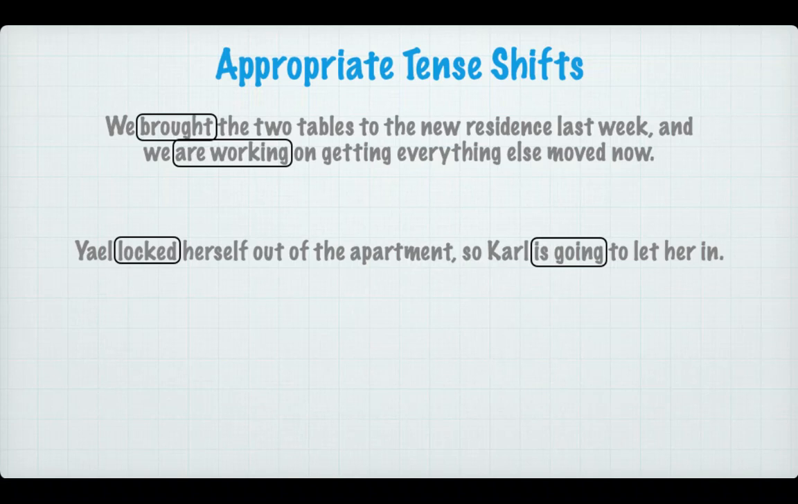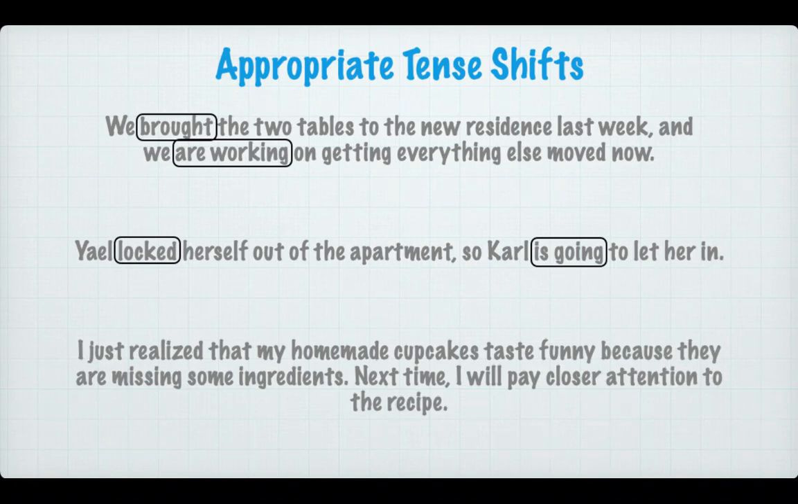And finally, tenses can also shift within a paragraph. Consider this example: I just realized that my homemade cupcakes taste funny because they're missing some ingredients. Next time, I'll pay closer attention to the recipe. In this one, the first sentence is in the past tense, and the tense of the second is future.